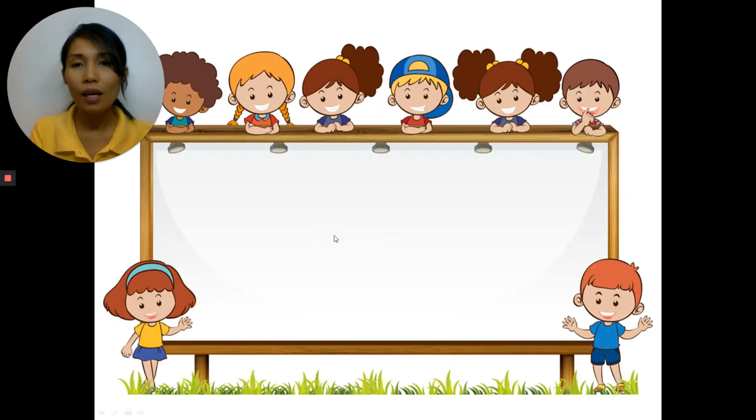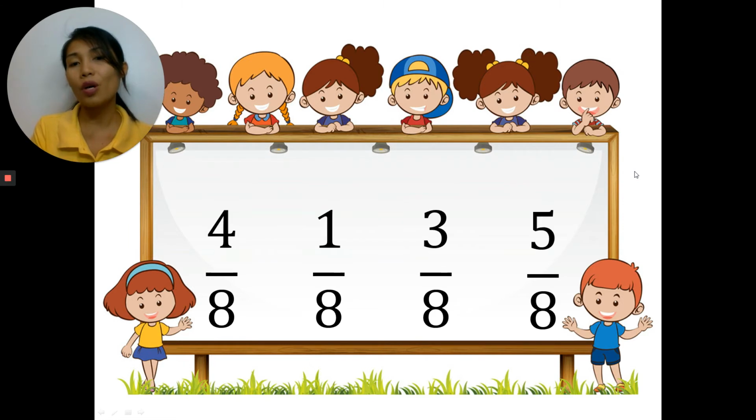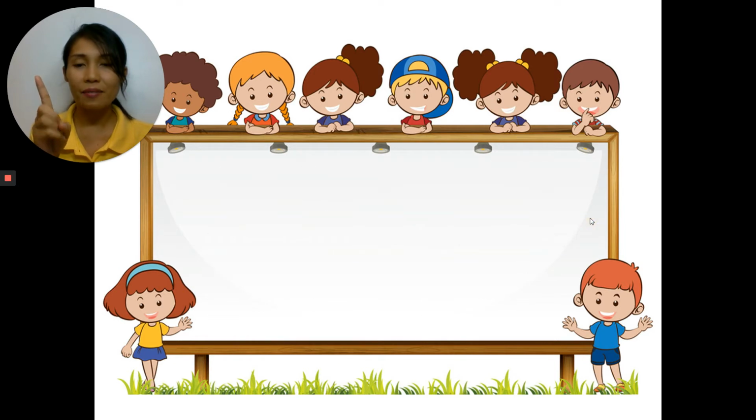So let's try. Are you ready to have a game? You're going to tell me if it's a similar or dissimilar fraction, like or unlike, whatever you prefer to use, similar or like. In this, you see all of the denominators are 8, so this is called similar fractions. All right. So are you ready? In 3, 2, 1. Yes.